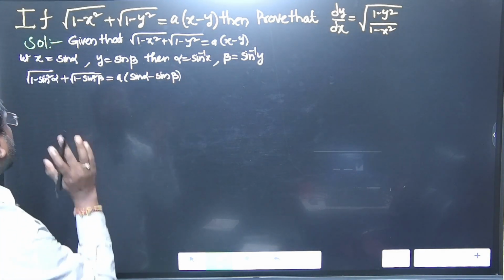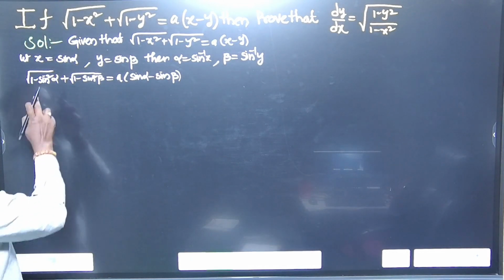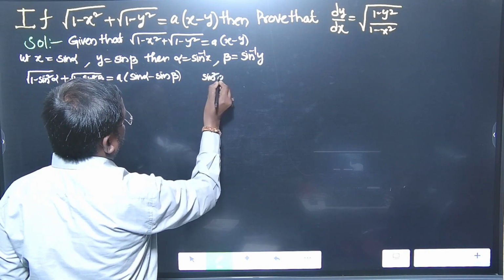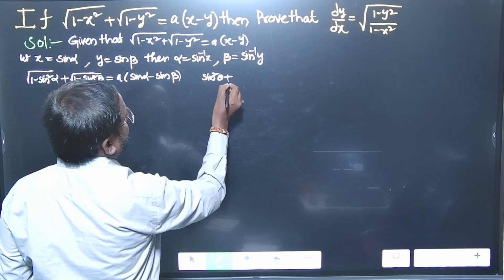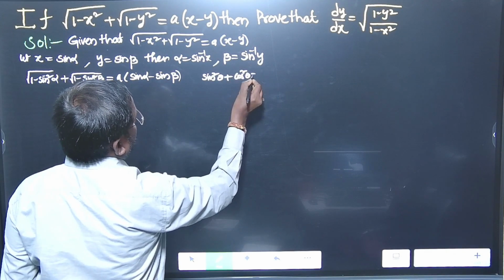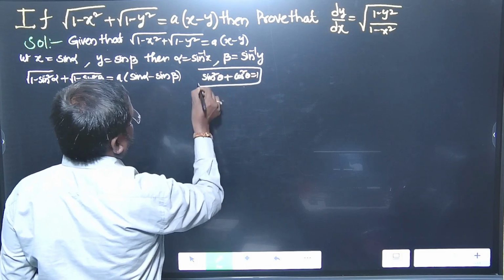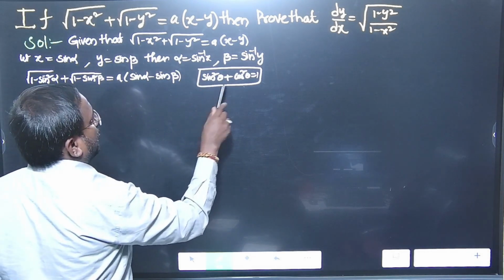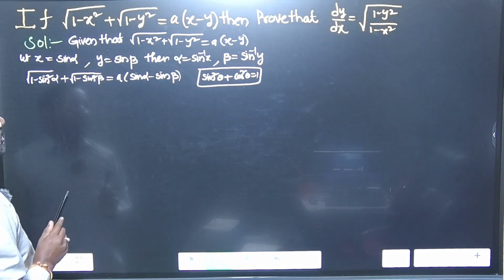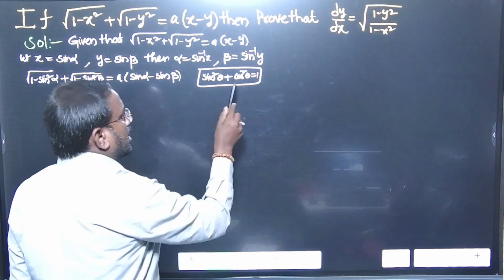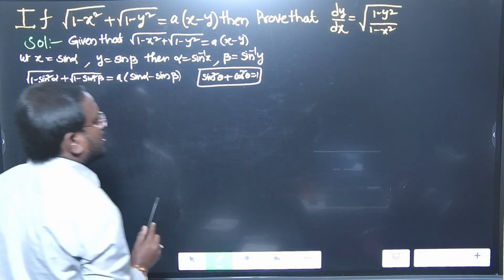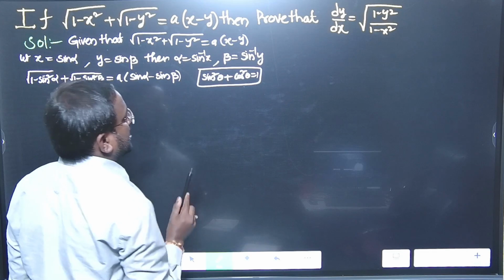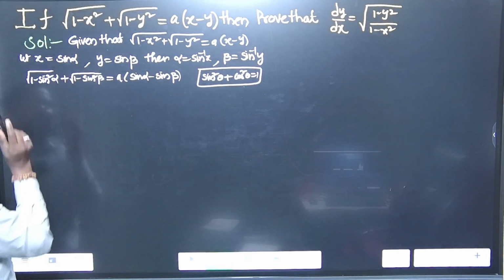Okay students, substitution completed. The basic trigonometric formula, students: sin square theta plus cos square theta is equal to 1. By this formula we get sin square theta equal to 1 minus cos square theta, and cos square theta equal to 1 minus sin square theta, and cos theta equal to root over 1 minus sin square theta. By this formula, we get in the next step.